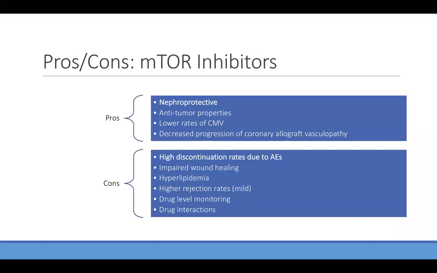So although it can have great qualities, if our patients can't tolerate it, then those pros and the reasons that we would give them are kind of a moot point. They also can cause impaired wound healing, like I said, hyperlipidemia, and some mild higher rates of rejection. They also, same as the CNIs, have drug level monitoring and drug interactions.